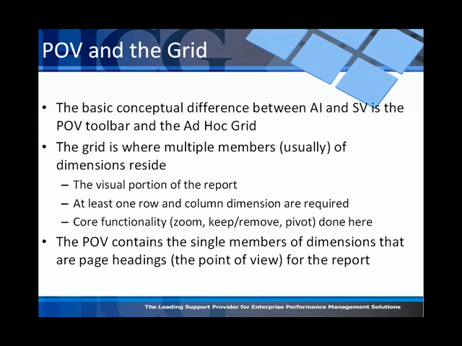This is because the ad hoc grid requires at least one row and column dimension. However, the grid is usually used to display more than one member of each dimension, using the core functionality of zoom, keep and remove, pivot, member selection, or freeform reporting. The point of view always displays only one member of each dimension. It doesn't have to be the top member of the dimension, but these members are the page headings, or what is now called the point of view of the report.